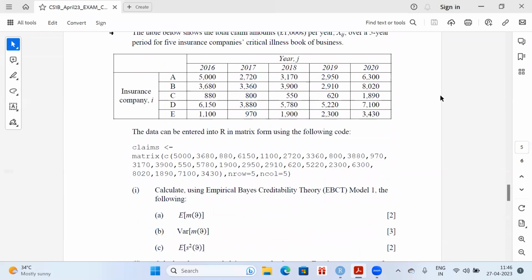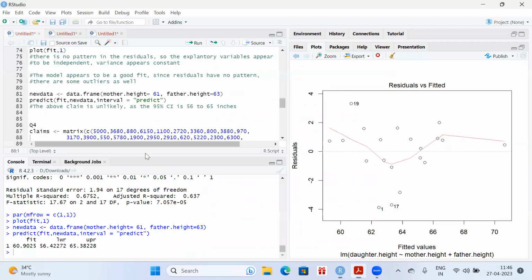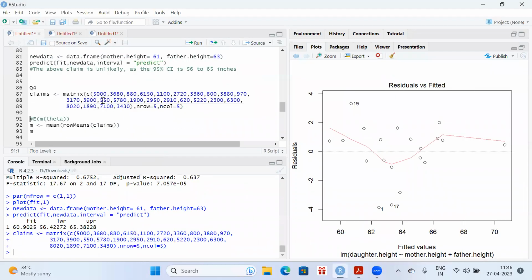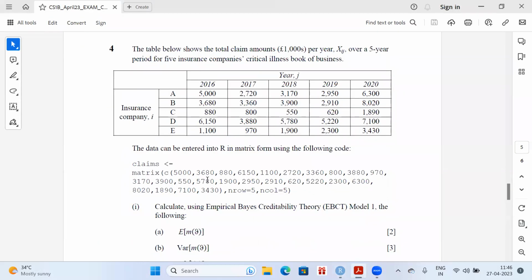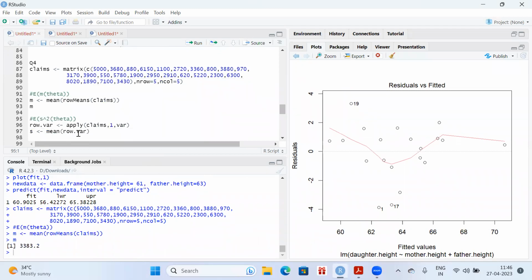Next is this EBCT sum which has come up. The table below shows the claim amounts in thousands per year over a 5-year period for 5 insurance companies. The data can be entered into an R matrix. You just need to copy this code and run. Then we have to calculate the EBCT model 1, E[m(theta)]. These are direct formulas. So X bar is the mean of row means of claims, which is 3383.2.